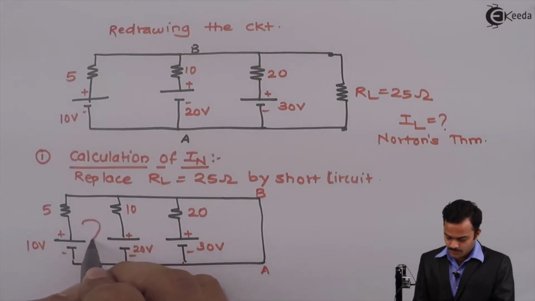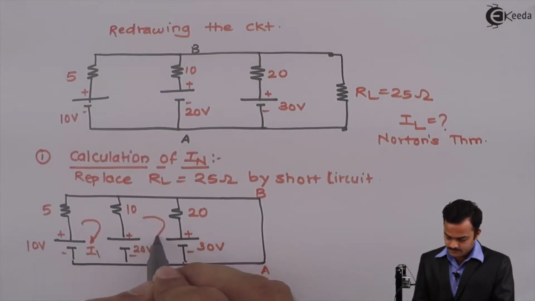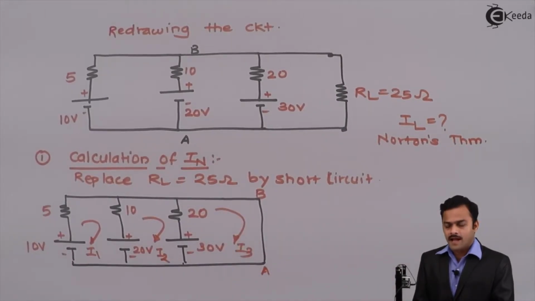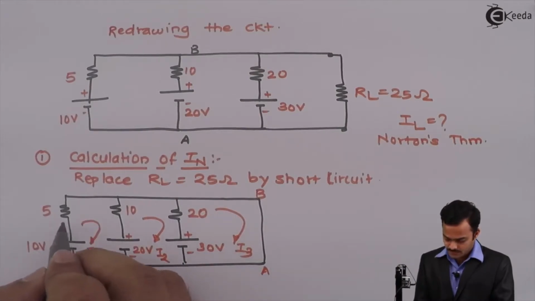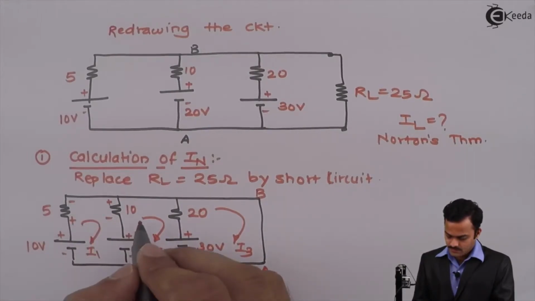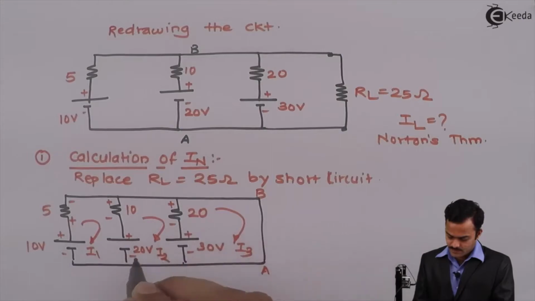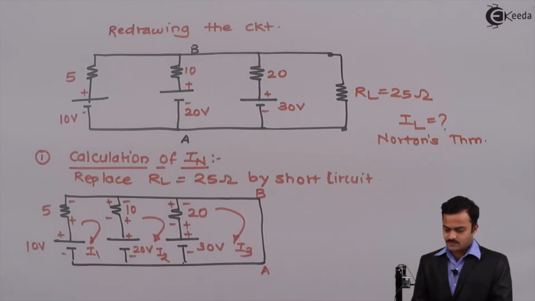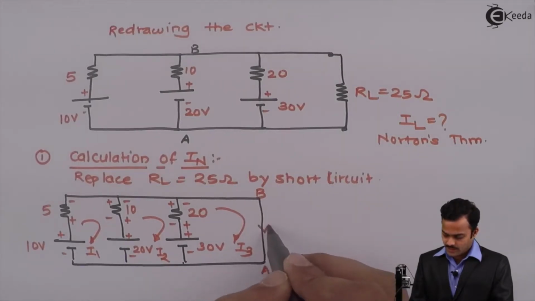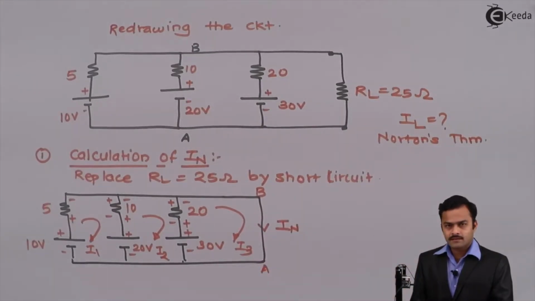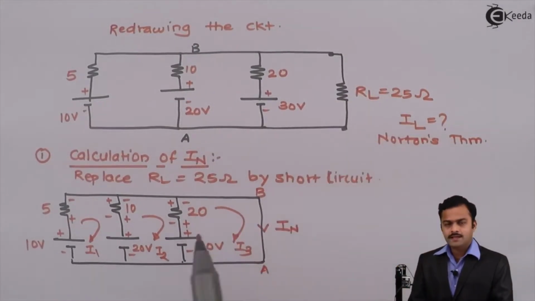I will mark three loop currents, I1, I2 and I3. As per the current direction, let's mark voltage drops. So this will have a voltage drop plus minus. For this it is plus minus, and because of I3 it is plus minus, the way I have shown. Our objective is to get this current, so I will mark here it's IN, which is flowing through the short circuit link which we got after replacing RL by a short circuit.